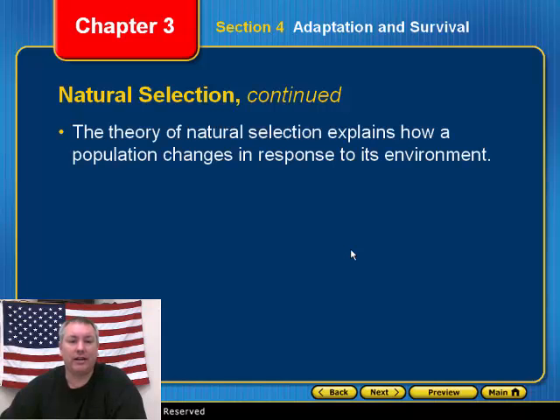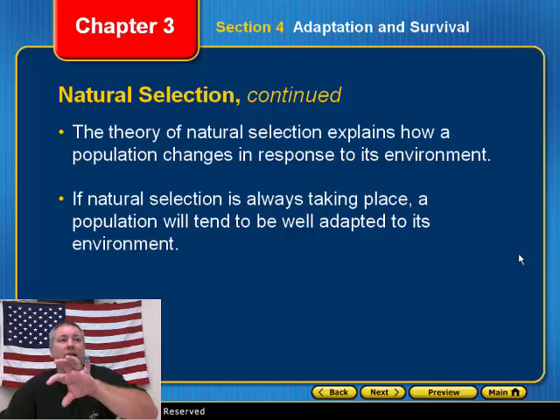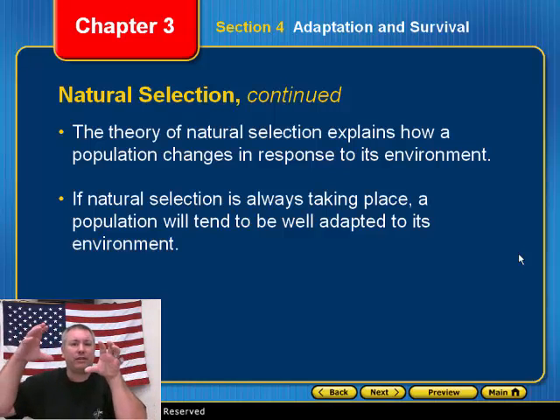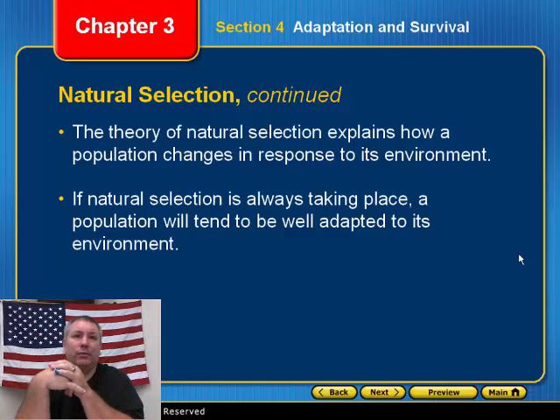All right. Now, let's take a look at natural selection. When we talk about natural selection, there are 4 parts to natural selection. Remember that this is a theory. I want you to pay attention to that. This is a theory. Natural selection explains how populations change based on what the environment is. What does that mean?